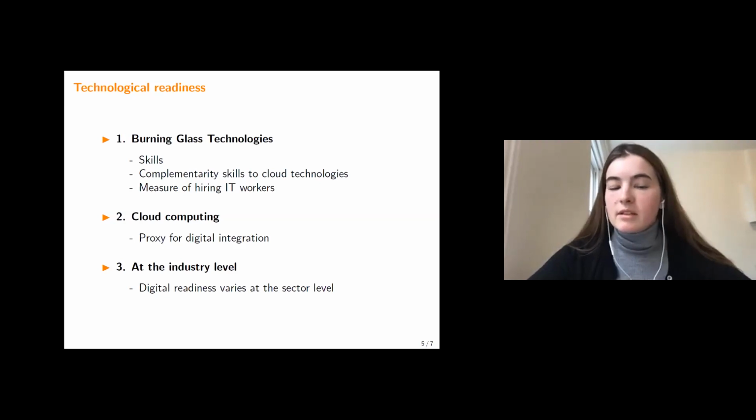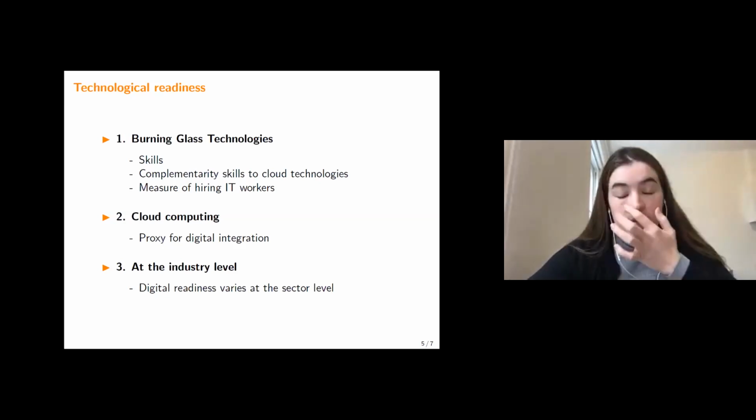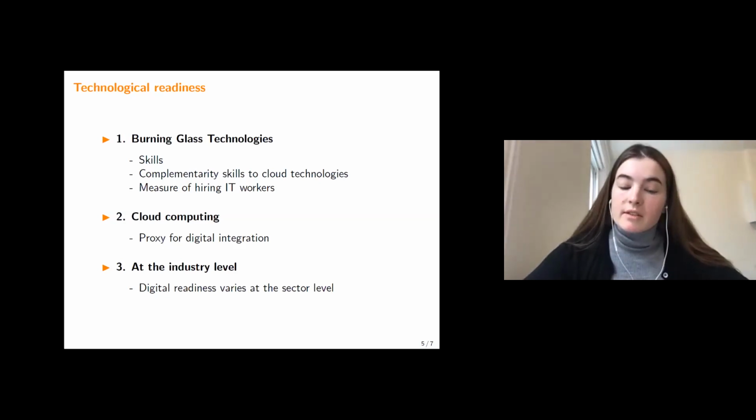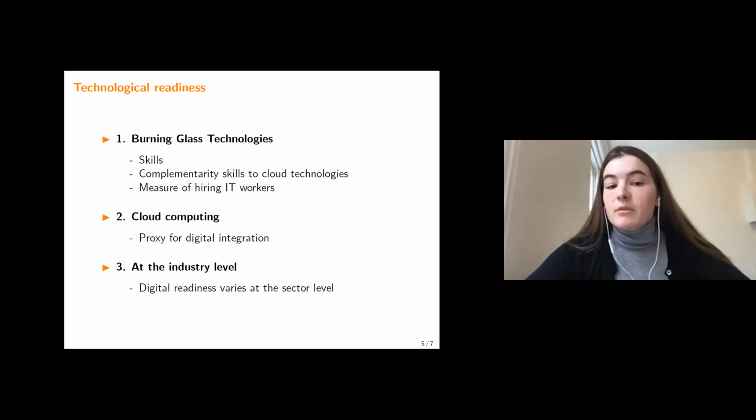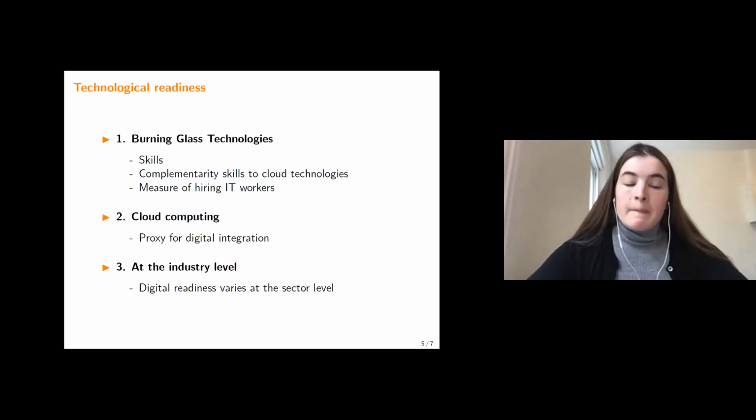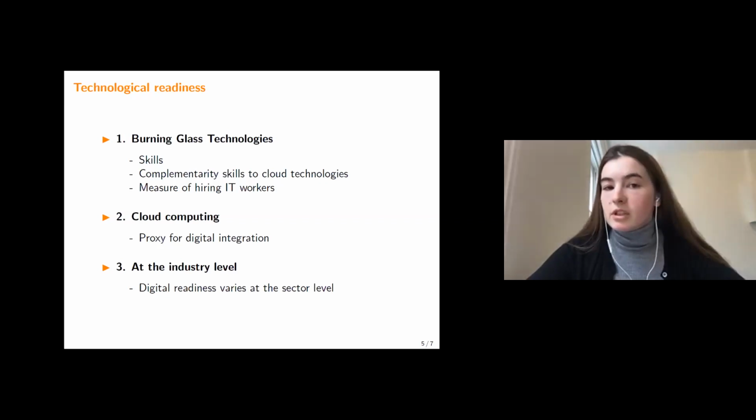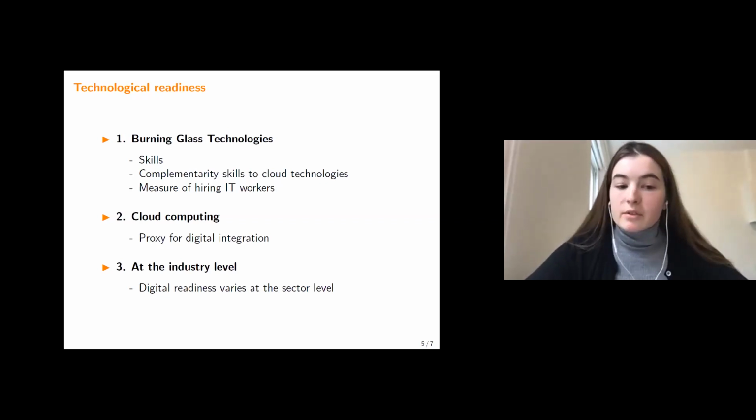First we will use Burning Glass Technologies and the skills and occupation details. We believe there are some specific skills that enable the firm to adapt and to go digital. The skills might be the more disaggregated level, but we will also look at the occupation level and consider some specific IT workers that have enabled the digitalization of the firm. We will also add the measure of cloud computing. We believe that it's a proxy for the digital integration of the firm. I don't have to convince you, but a firm using cloud computing is definitely a company using a lot of data and probably going online.